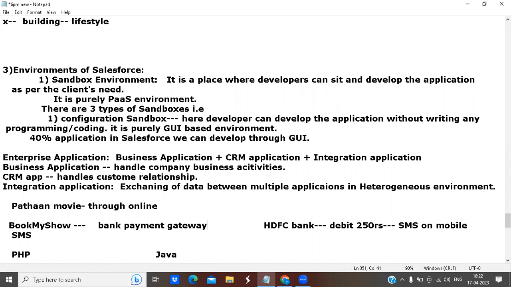Yes or no? Yes. And that application is called what? Integration. So without the integration application, the Book My Show application and the HDFC Bank application cannot communicate with each other, and they cannot complete the transaction successfully. So all of you understand the role of the integration application clearly in this example.